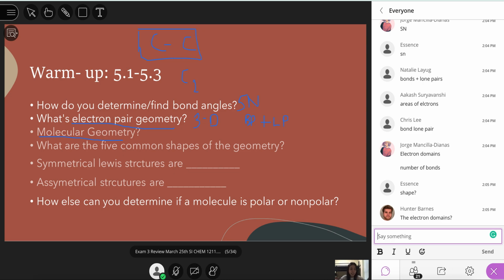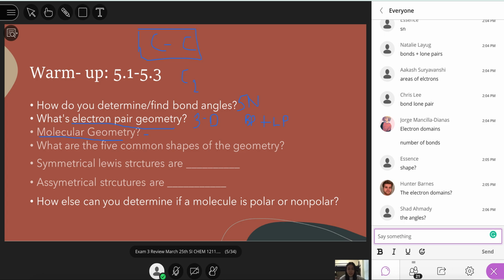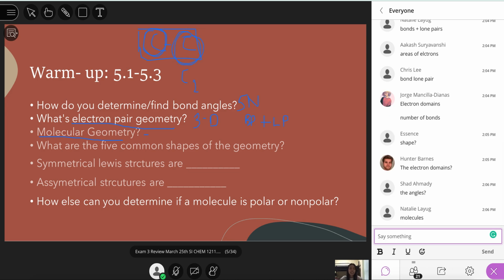And molecular geometry, does anyone know? It's very similar to what Essence said. What is that the arrangement of? Does anyone remember? Because it's not bonds, right? Because the bonds is the electron pair. So what's molecular then? What are you looking for when you do molecular geometry? You're looking for the arrangement of what? The angles? Well, not exactly the angles. You're looking for the arrangement of the... You're looking for the C2. So if you're looking just for the C, what are those called? Molecules. Yes, you're looking for the 3D arrangement of the atoms or the molecules or particles specifically.